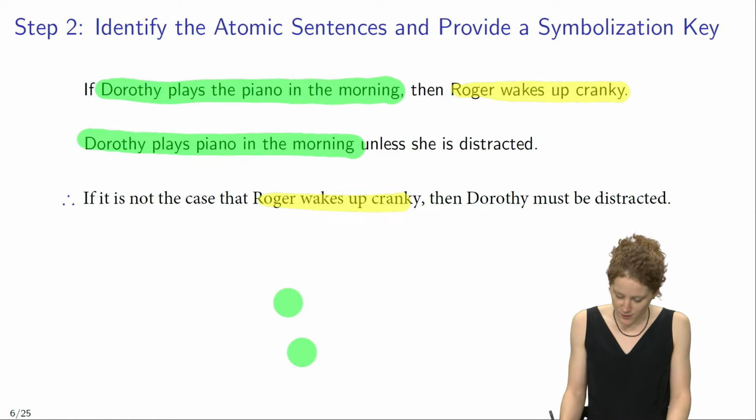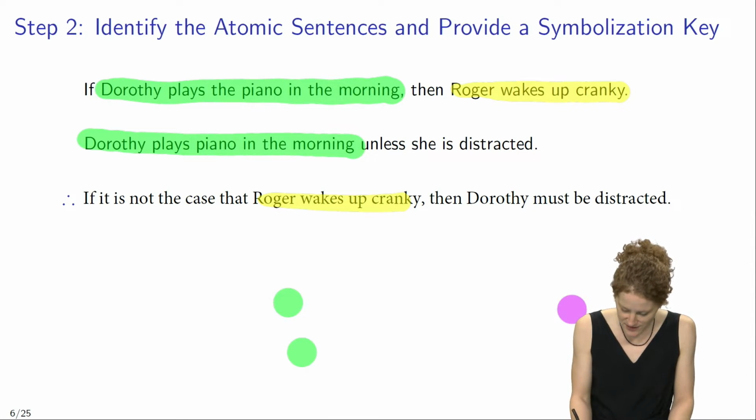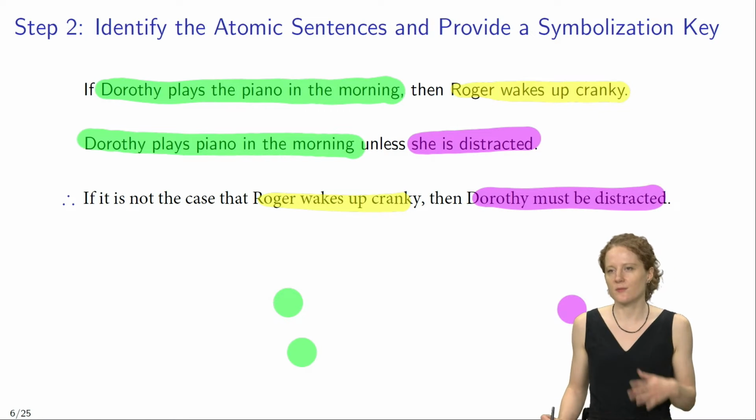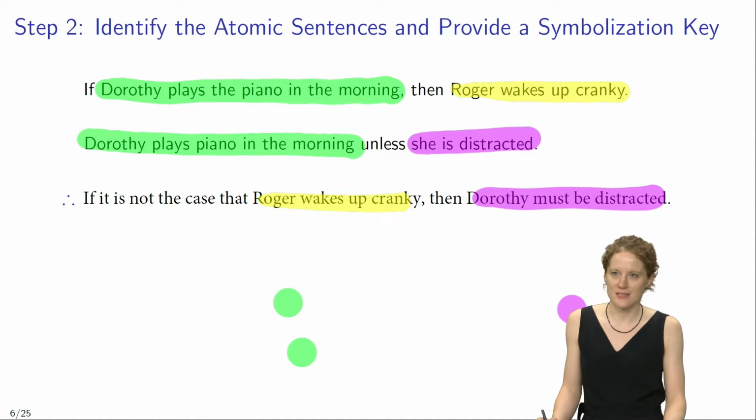And then we have a third atomic sentence, which is the sentence, Dorothy is distracted, or Dorothy must be distracted. She is distracted. She must be distracted. I'm going to treat that here as the same sentence. Okay, so we have identified the atomic sentences.